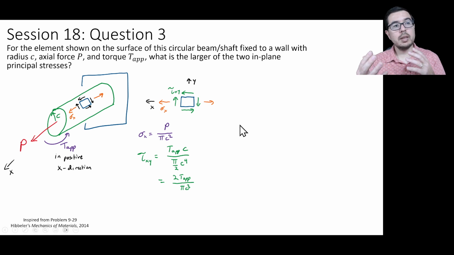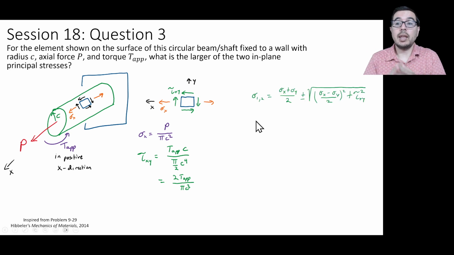In this section of the session, we had derived the way to calculate the principal stresses. So sigma 1 or sigma 2 can be given as the average of the given stresses plus or minus the square root of this quantity. And so the shear stress comes into this part. Well, we have a sigma x. Do we have a sigma y? We don't have a sigma y. So sigma y is equal to 0, and tau xy is given by this equation here.